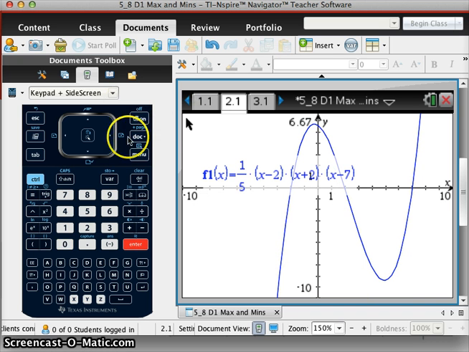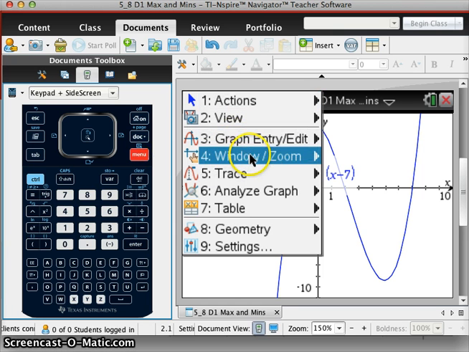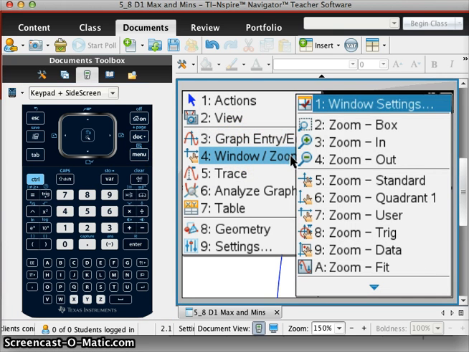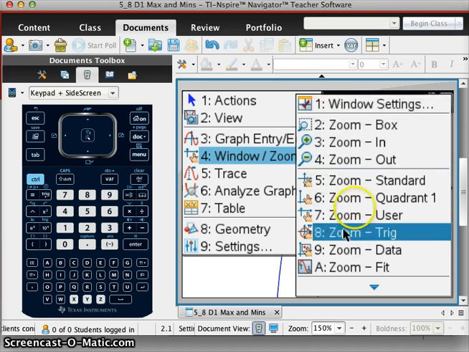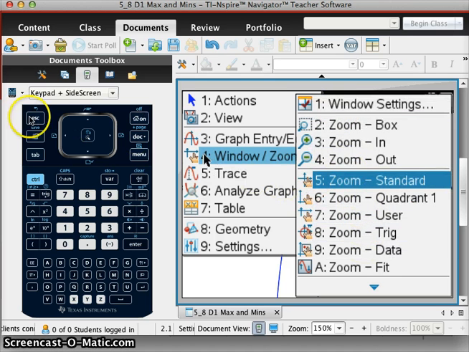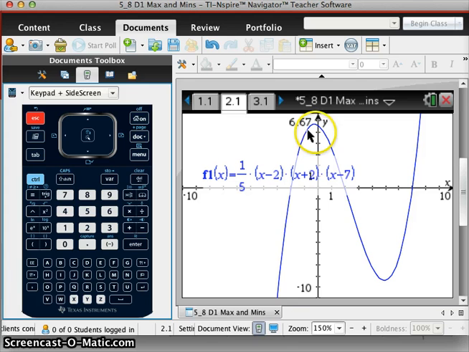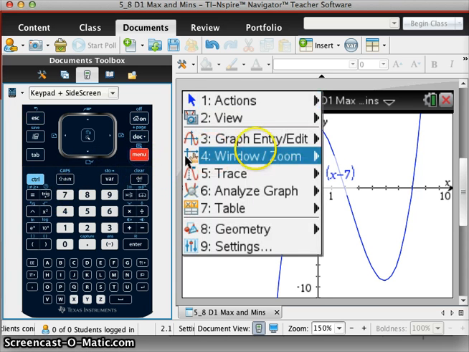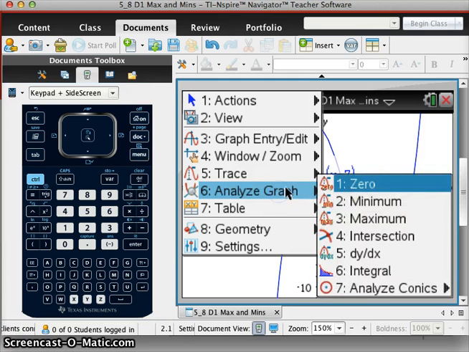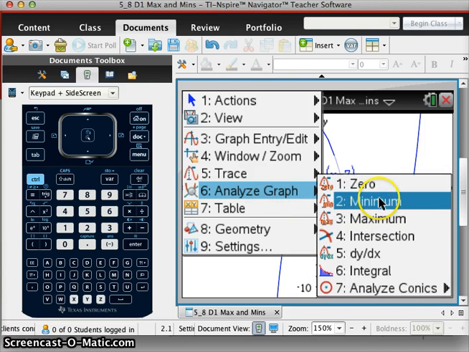Again, you can also do that via the menu. Go to Window, Zoom, or Window Setup, and you can set your window settings, or you could change using the other various zooms on our calculator. But now that I can see my max and my min, just like the way that we find intersection points on a graph, and just like the way we find zeros on a graph, we can just go to Menu, Analyze, and notice we can find the minimums and maximums.